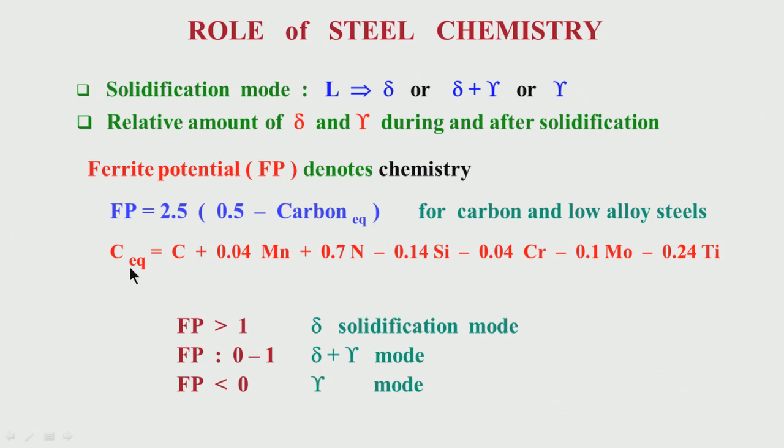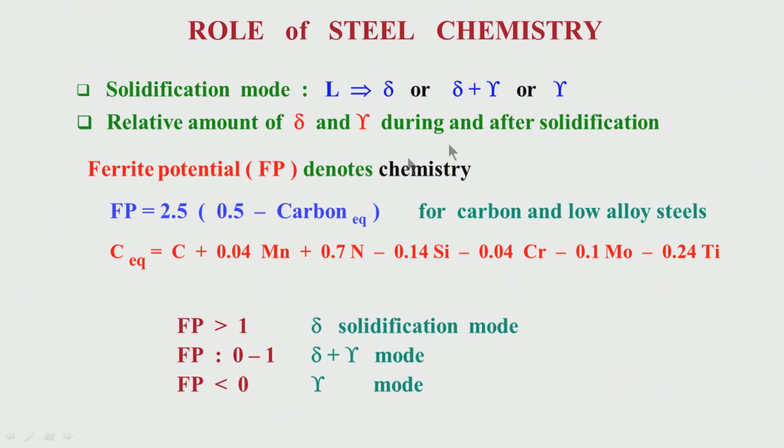But let us talk about what is the carbon equivalent with respect to solidification. That means, when continuous casting is taking place, how the different alloying elements will affect the carbon equivalent. This is important because this carbon equivalent will determine how the solidification will take place, through delta, gamma or delta plus gamma.